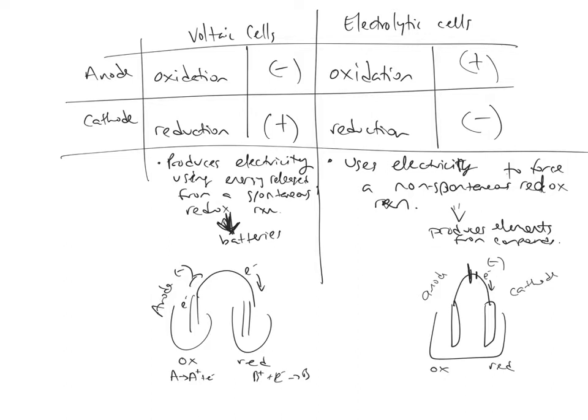And again, voltaic cells are producing electricity using the energy released from that spontaneous reaction, i.e. batteries. And electrolytic cells are using electricity to force a non-spontaneous redox reaction and produce elements.